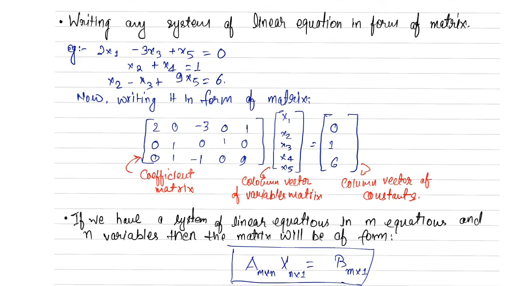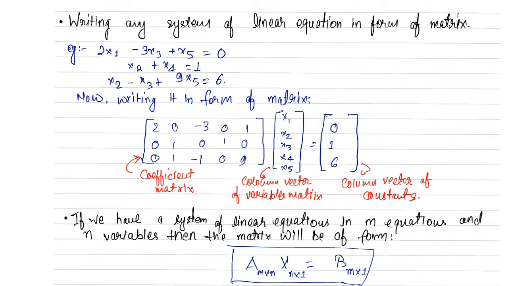Now we'll see how to write any system of linear equations in the form of a matrix. So if we have, let's say, this system of linear equations: 2x1 minus 3x3 plus x5 is equal to 0, and x2 plus x4 is equal to 1, and x2 minus x3 plus 9x5 is equal to 6. So how can we write it in matrix form?